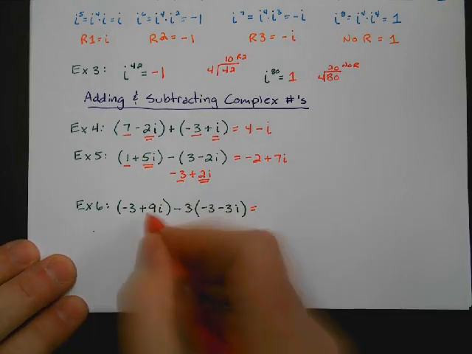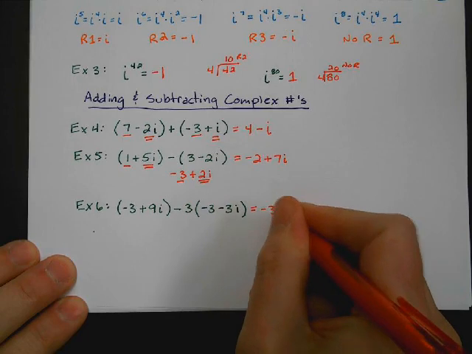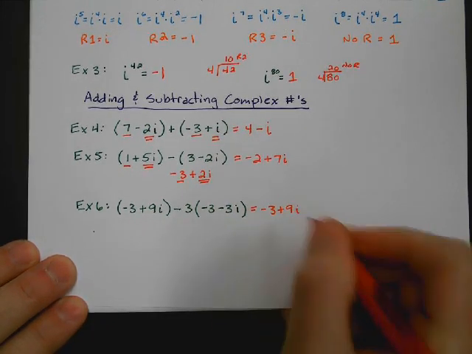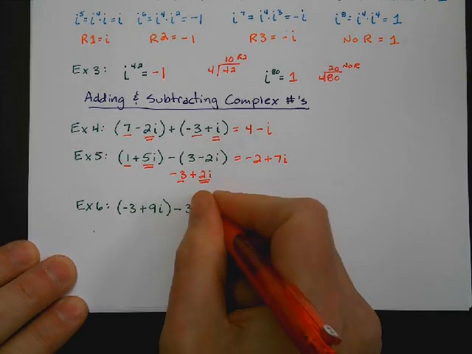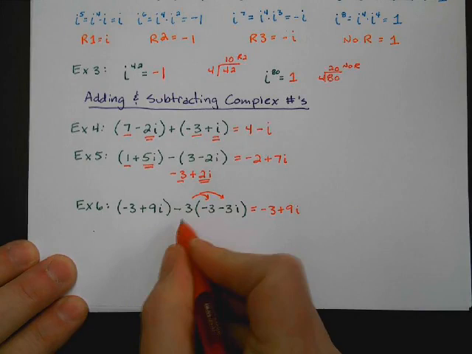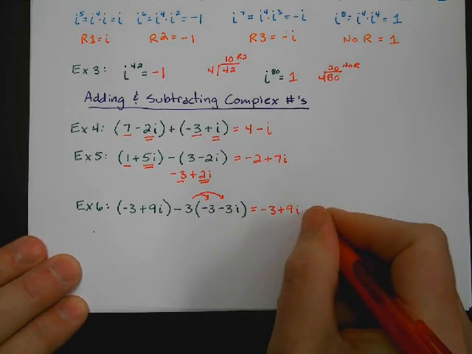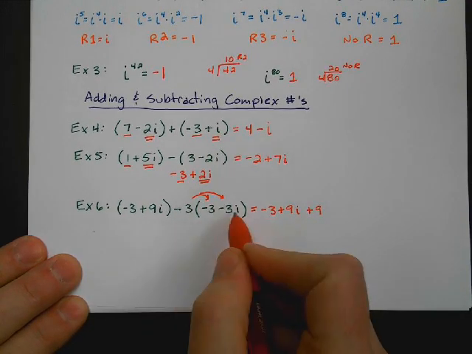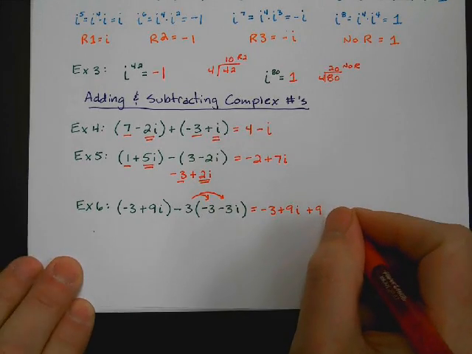So, over here, we've got negative 3 plus 9i. This section doesn't change. Over here, I'm going to distribute. Negative 3 times negative 3 would be positive 9. And negative 3 times negative 3i would be positive 9i.